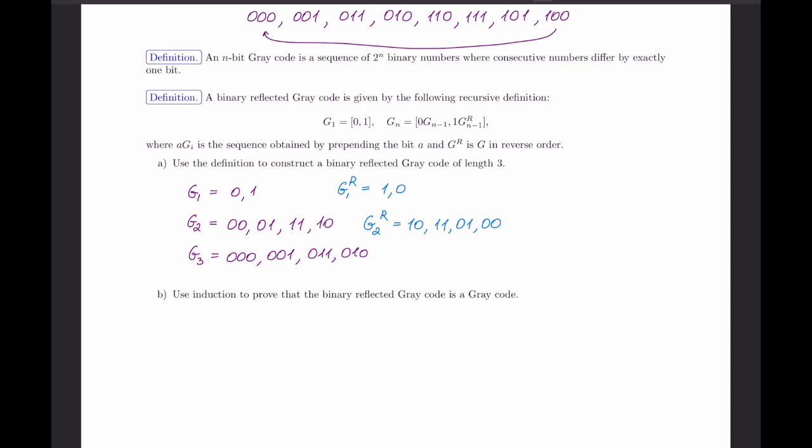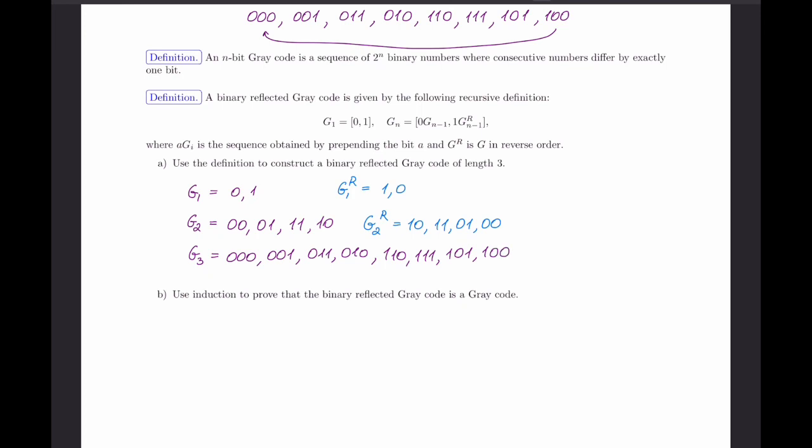Okay, I'm going to take this and prepend 1 to the front. So 1 and then the element of this code. So 1, 0, 1, and then the next element of this code, 1, 1, 1, 0, 1, 1, 0, 0.